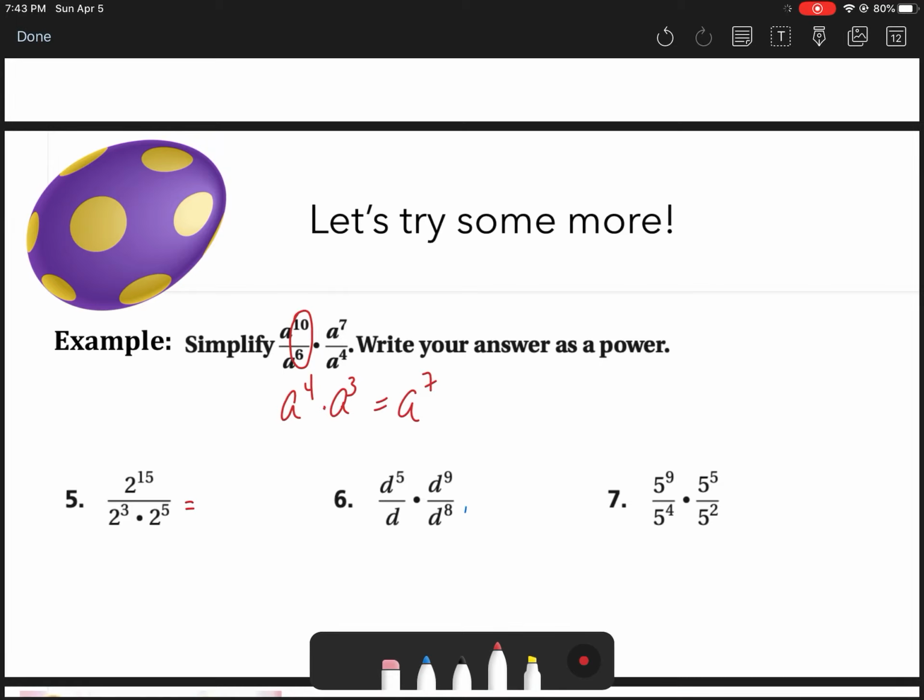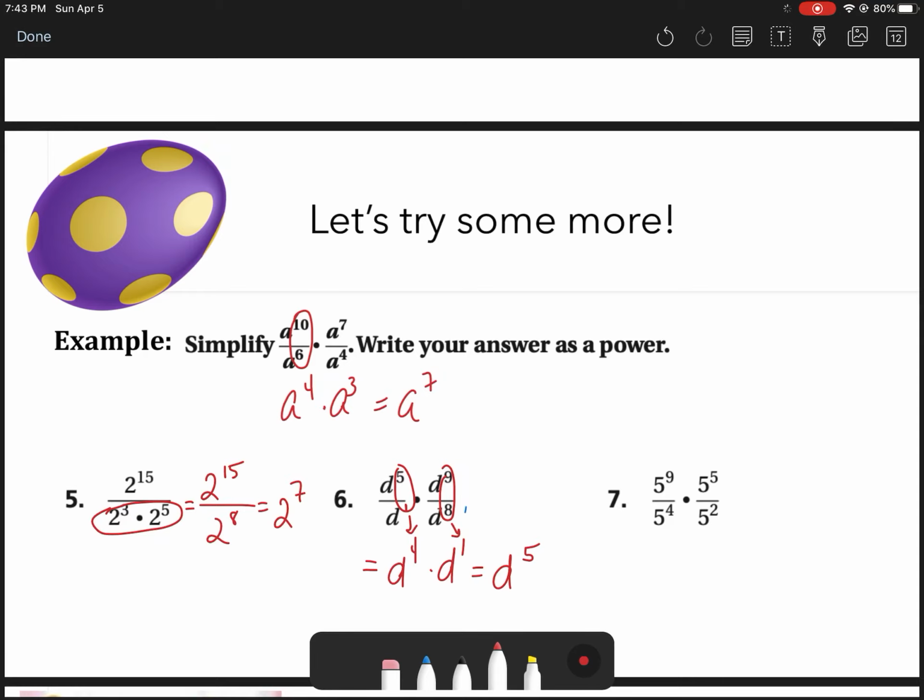All right. Similar over here, and what I'm going to do now is work out the denominator to get 2 to the 8th, and then I'm going to subtract the exponents and get 2 to the 7th. Over here, we're going to add a little 1 in there. Remember when a number does not have an exponent, it means that the exponent is actually 1. So here we can rewrite this as d to the 4th, because I'm subtracting 5 minus 1. D to the 9 minus 8, which is 1. And that gives us d to the 5th.